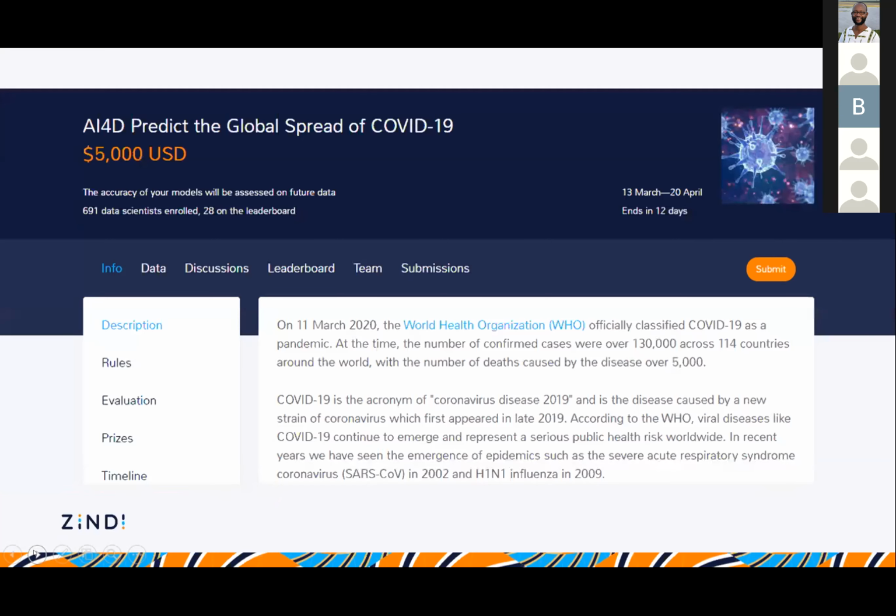We're also running what I would term a more traditional Zindi challenge. Most Zindi challenges run for 6 weeks to 3 months. And one of those challenges that we launched soon after the WHO classified COVID as a pandemic was to predict the global spread of COVID-19. This is in partnership with AI for Development.